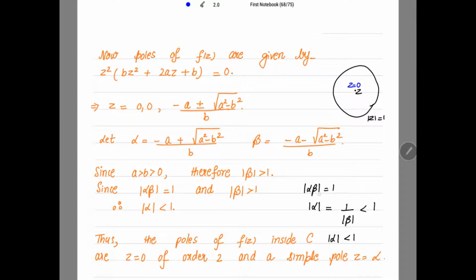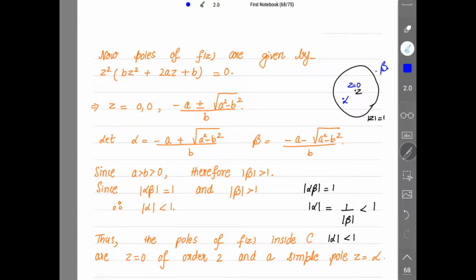And because mod of the product is equal to 1, can I write mod alpha is equal to 1 over mod beta? Of course, yes. And because mod beta is greater than 1, its reciprocal will be less than 1. And from here, I get mod alpha to be strictly less than 1, which means if mod of beta is greater than 1, then beta lies outside the circle, and mod alpha is strictly less than 1, so alpha lies inside the circle.